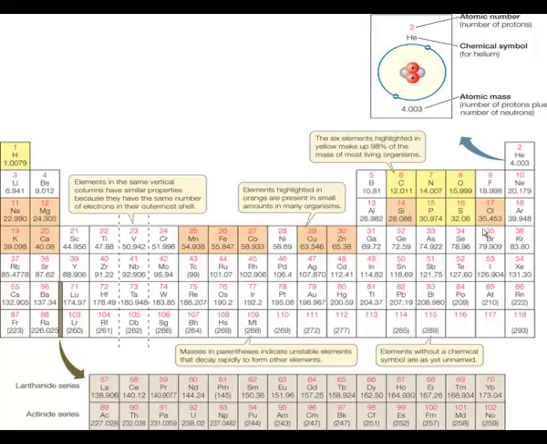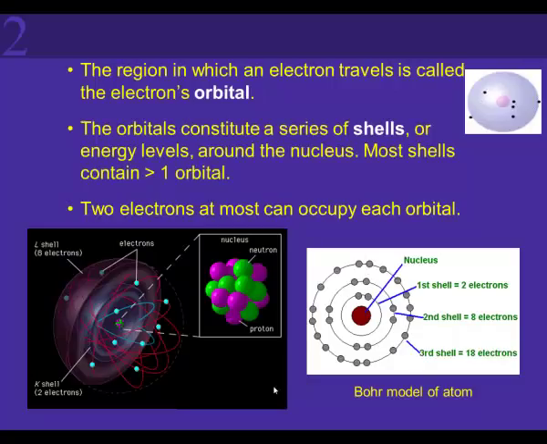Now, when you're reading a periodic table, the number at the top refers to the atomic number, or number of protons. The number at the bottom is the atomic mass. This includes the number of protons plus the number of neutrons. So let's turn our attention now to electrons.